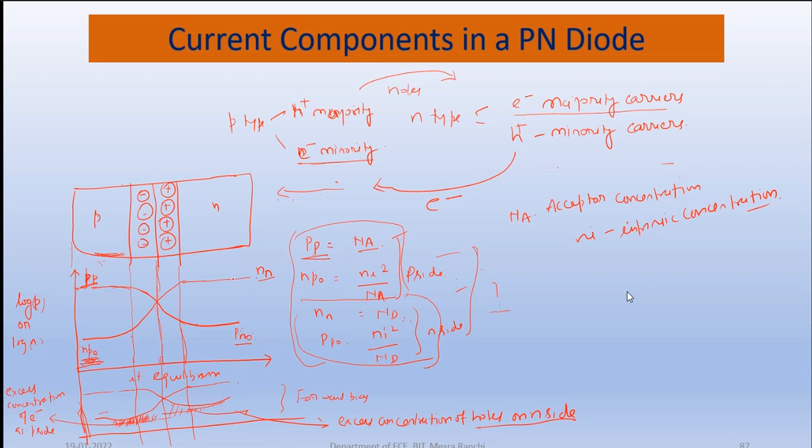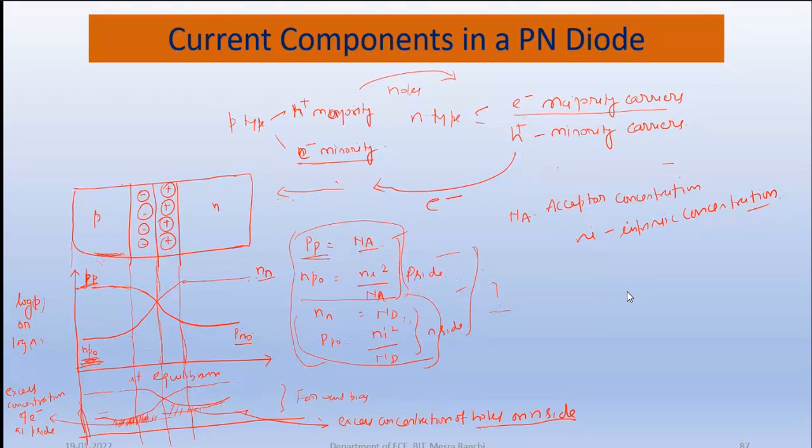Similarly, there are electrons which are in majority at the N side. They will try to diffuse to the P side, right? And will reach as minority charge carriers, because only very few will be able to make it to this side, right? So that is the minority charge carriers at this side, right? So this is the scene when they cross the junction. We are talking about at the junction.